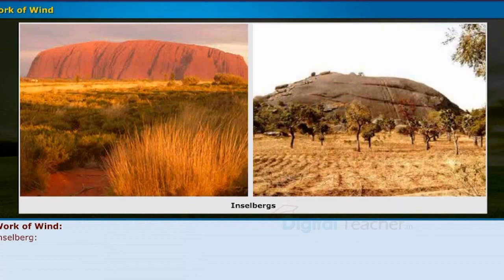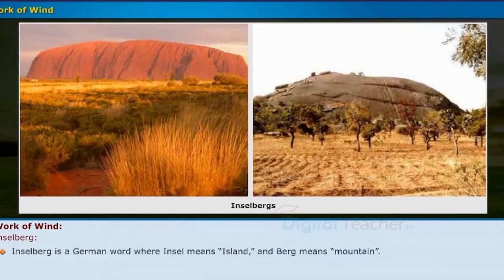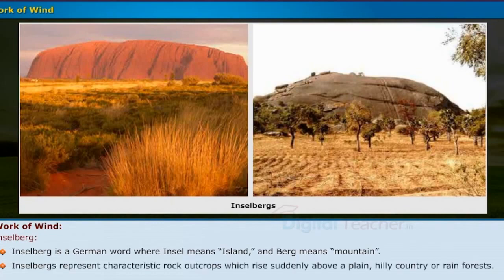Inselberg. Inselberg is a German word where Insel means island and Berg means mountain. Inselbergs represent characteristic rock outcrops which rise suddenly above a plain, hilly country, or rainforests. The isolated hills rising abruptly from the ground are called Inselberg or Island Mountain.